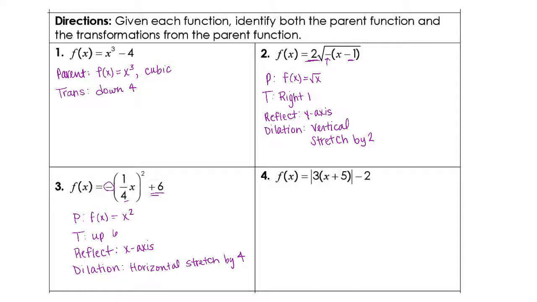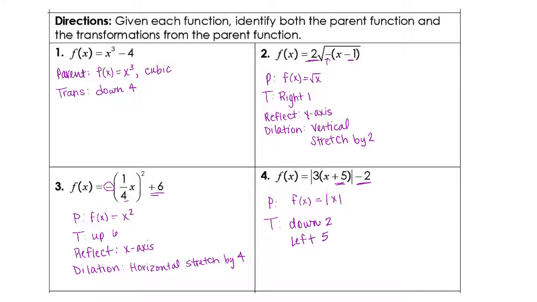All right, so again, your parent function here is going to be your absolute value function, so absolute value of x. And we do have some translations here. The first one we are going to talk about is we're going to move down 2. Now that we're on the inside here, we are actually going to move left because it is the opposite of what you think on the inside. So we're going to go left 5.